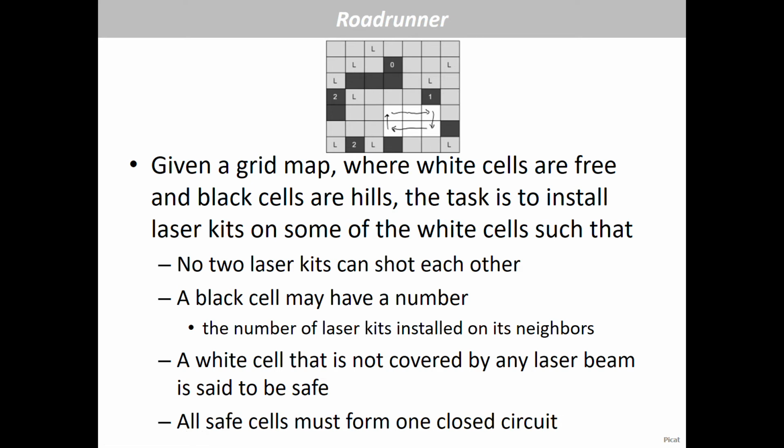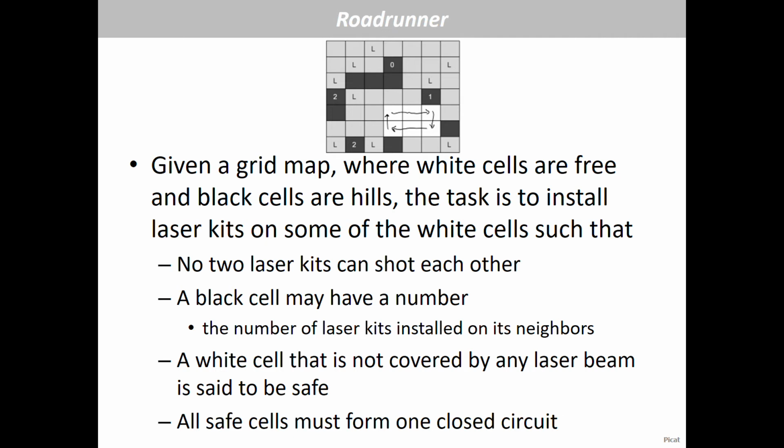The Roadrunner problem goes like this. Given a grid map where white cells are free and black cells are hills, the task is to install laser kits on some of the white cells such that no 2 laser kits can shoot each other. A black cell may have a number that indicates the number of laser kits installed on its neighbors. The neighbors are orthogonal neighbors, that means up, down, left, right.